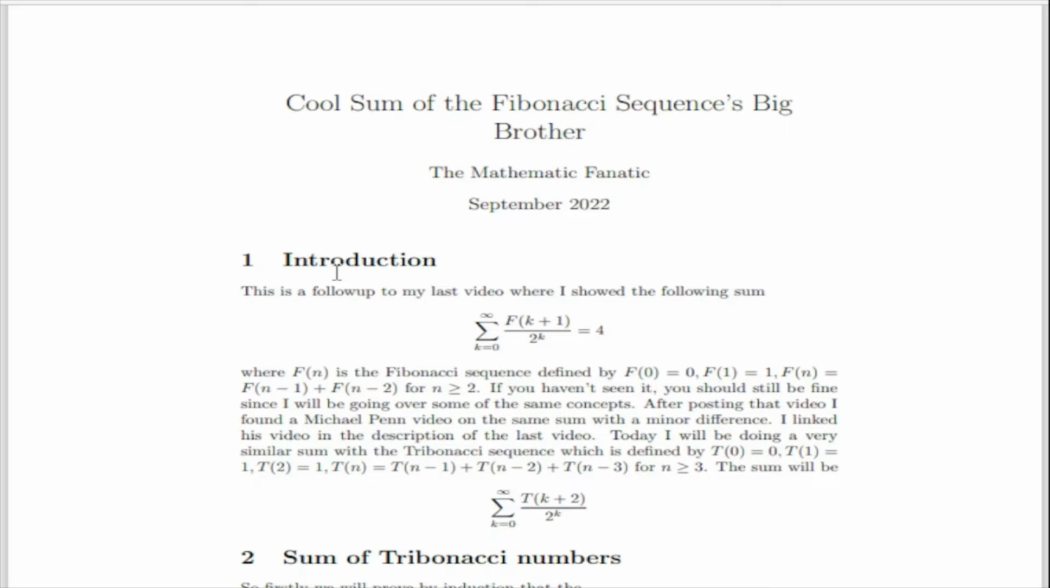The sum will be the sum from k equals 0 to infinity of t of k plus 2 all over 2 to the k. So that means the difference is, instead of a k plus 1 in the function, you have a k plus 2, and instead of the function being the Fibonacci sequence, it's the Tribonacci sequence, which, as we defined earlier, is this.